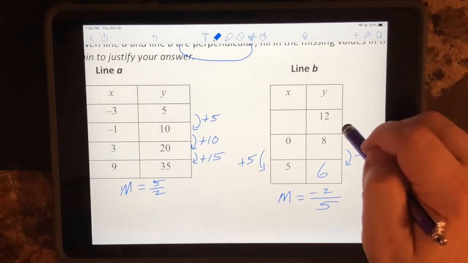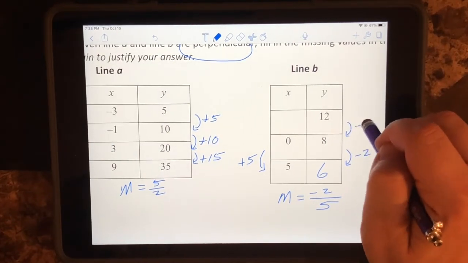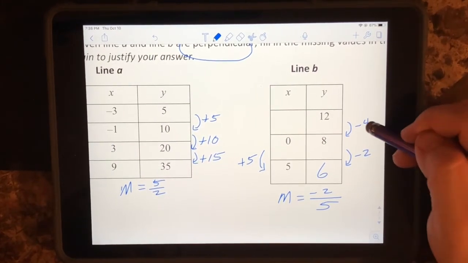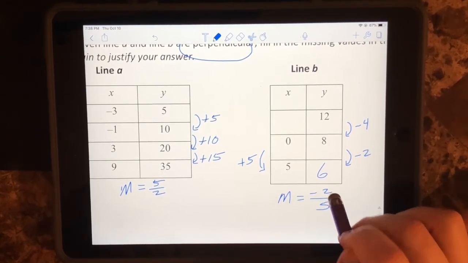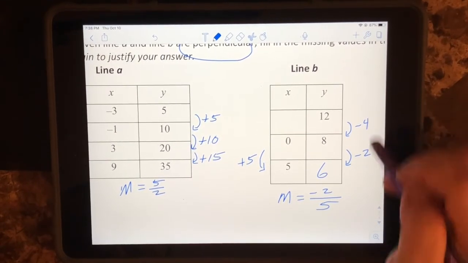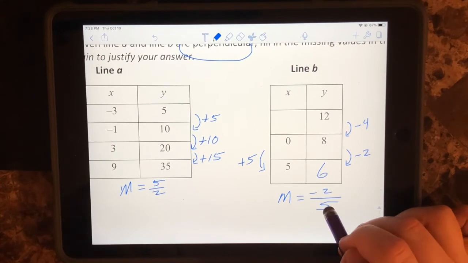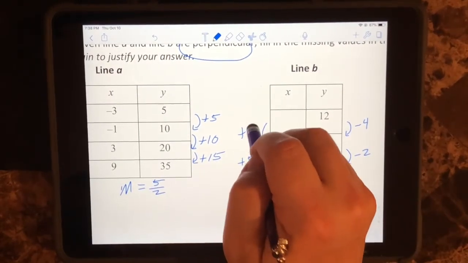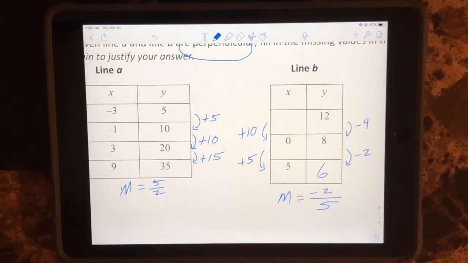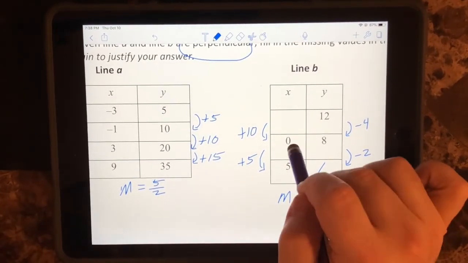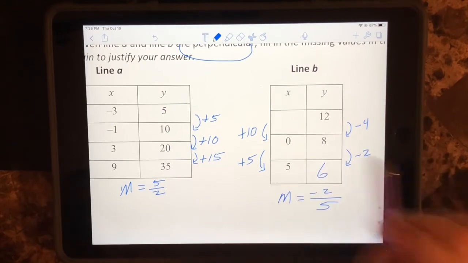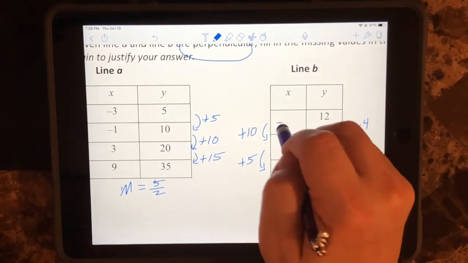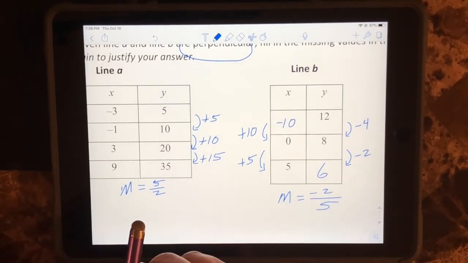Now this other one's a little bit different. Here we went down 4, which means we must have done this twice. We went down 2, down 2. So this must have been up by 10. Well, what must we have come from to go up 10? Got to be at -10.